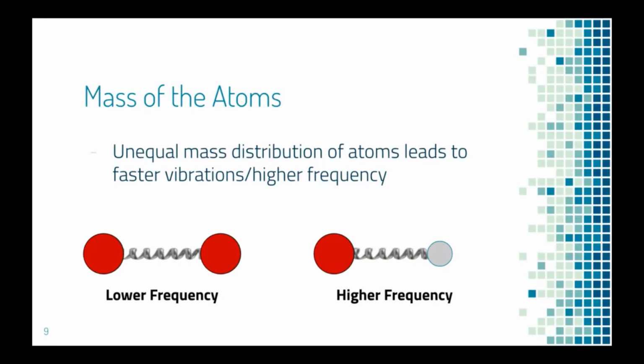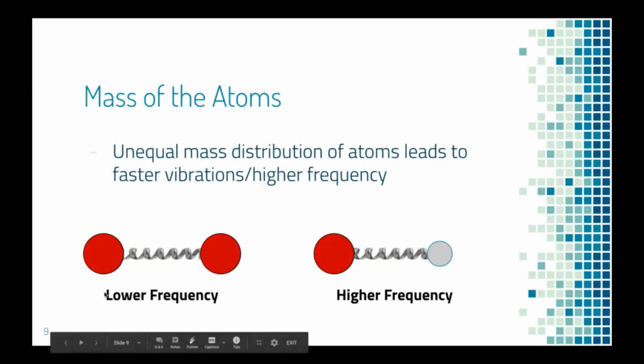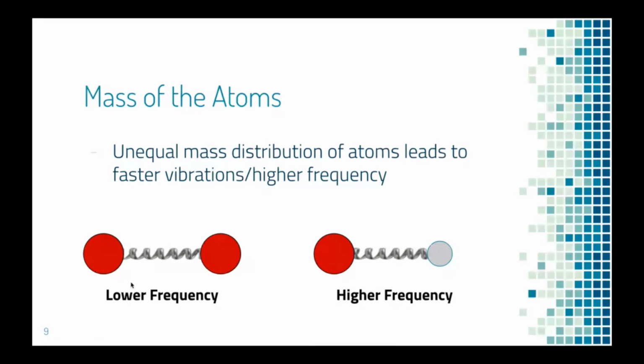More about the mass of the atoms: an unequal mass distribution of atoms leads to faster vibrations and higher frequency. In the same example as before, if there were two stones, there would be a lower frequency, but if there was a stone attached to a ping pong ball, that would show a higher frequency if the spring was hit.